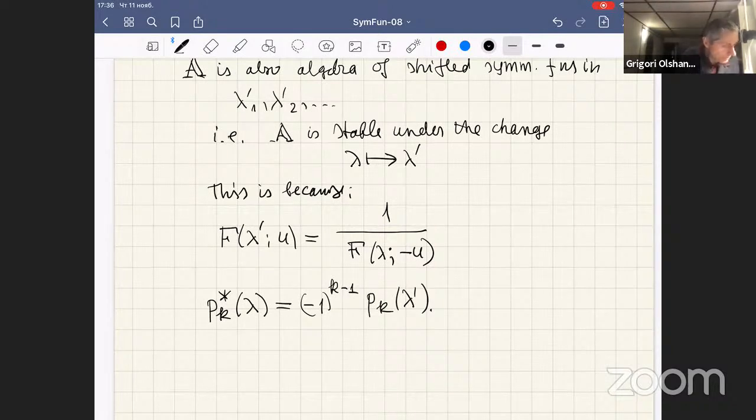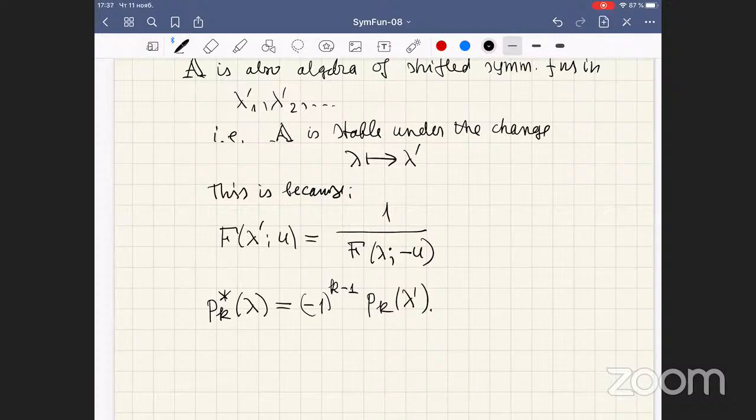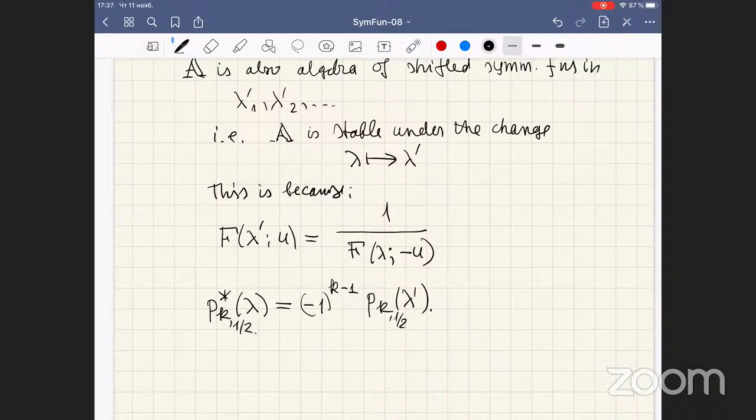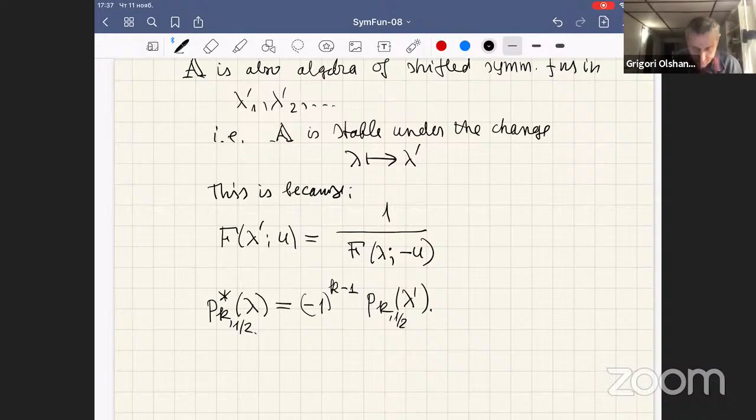What next? Excuse me, when you say this, it is not for arbitrary c, but for one half. Oh, all right, one half, sorry. It's not true for arbitrary c, but it's true for one half. Okay.